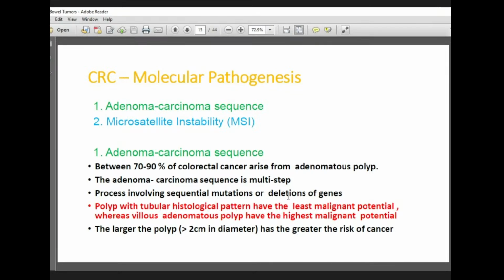The adenoma-carcinoma sequence is a multi-step process, and it involves various genes: mutations, deletions, tumor suppressor genes, oncogenes, signal transduction genes, the angiogenic mechanism, the genes leading to invasion, all these things. Polyps, as we already told, with the tubular histology pattern have the least malignant potential, while villous adenomatous polyps have the highest malignant potential. The larger the polyp, more than 2 centimeters, the greater the size, is the most important factor, followed by the histological pattern, which we already discussed earlier.